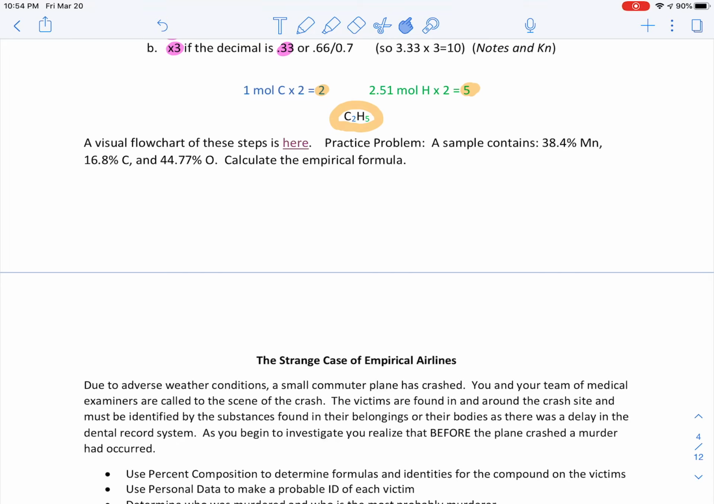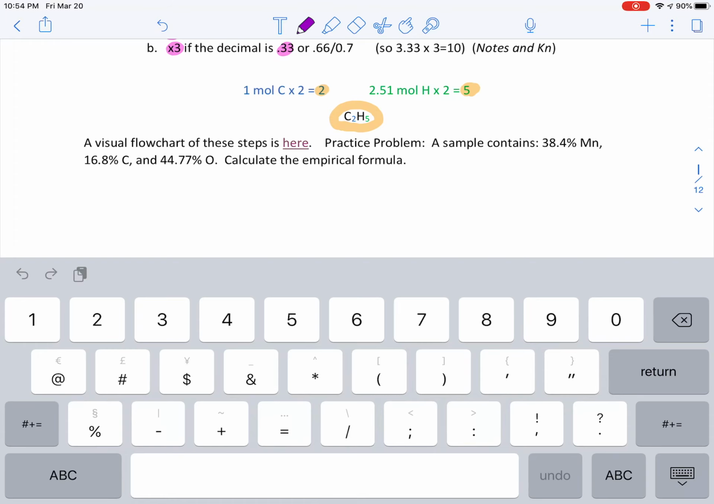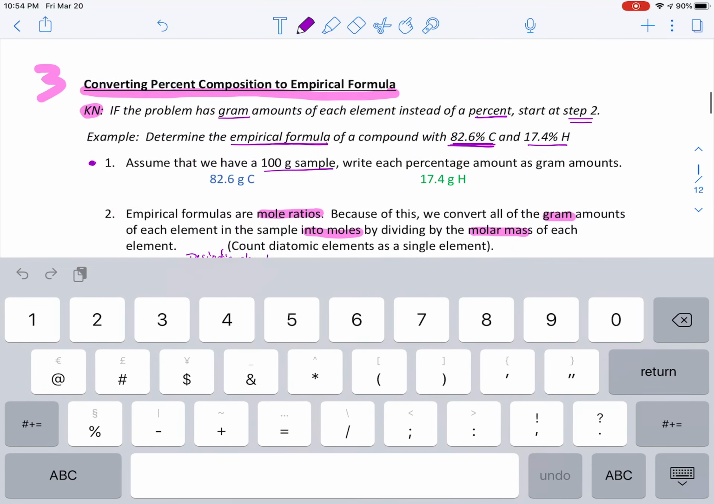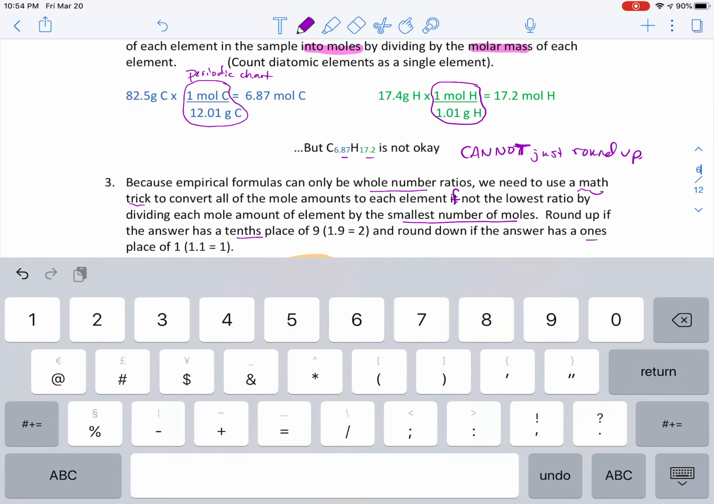And I'm going to do one last little practice problem right here. So we've got manganese, we've got carbon, and we've got oxygen. Calculate the empirical formula. So if we follow the steps, and this is one case too where I would suggest making sure that you have all of the numbers already, I would go ahead and do each step all at once. I wouldn't do it once for the manganese and then once for everything else.